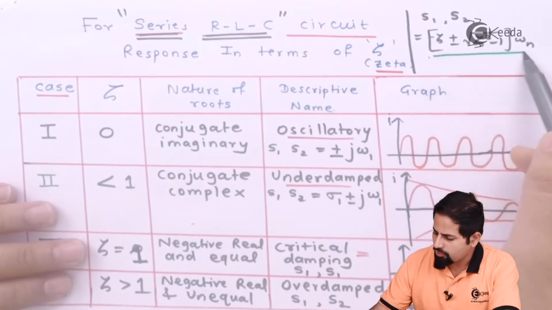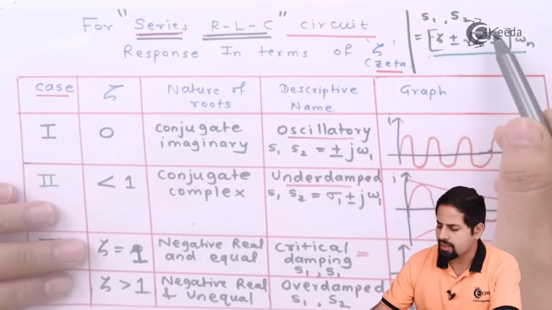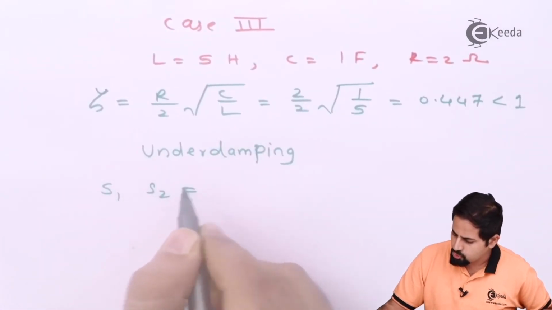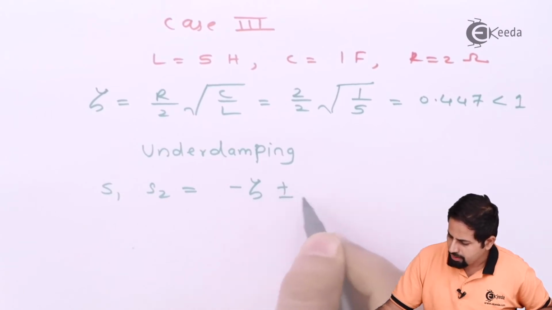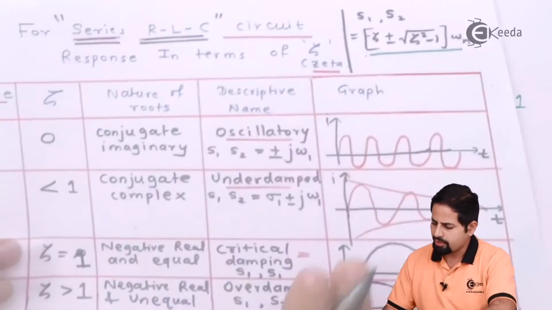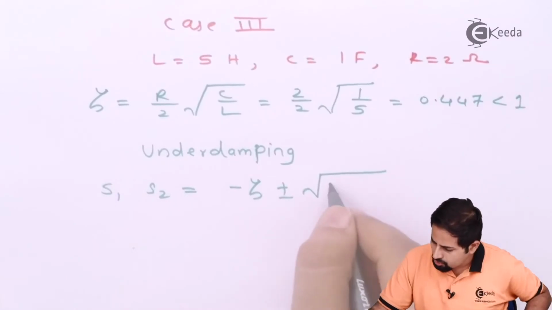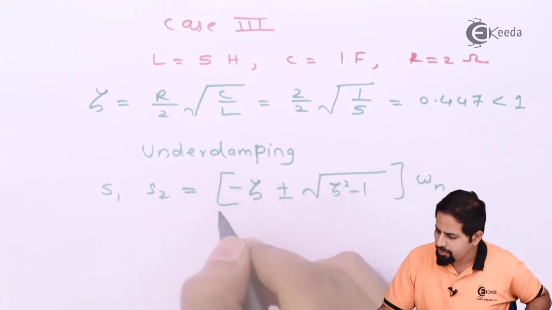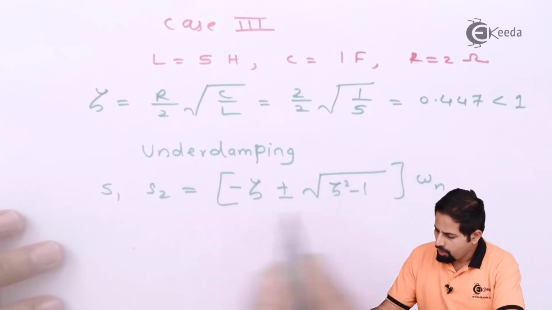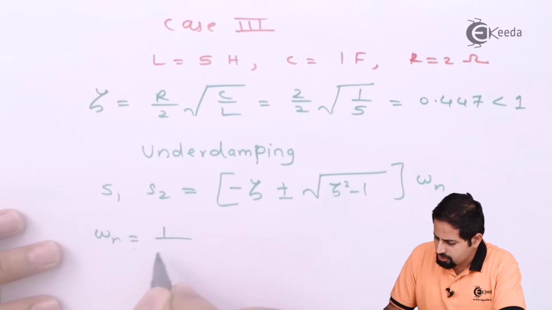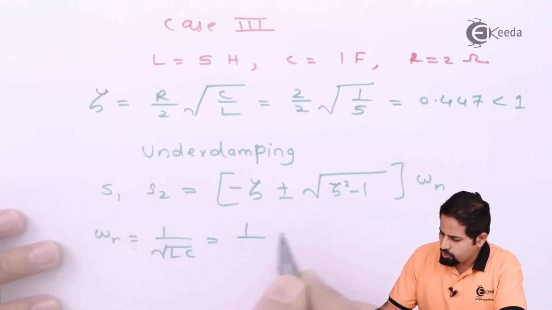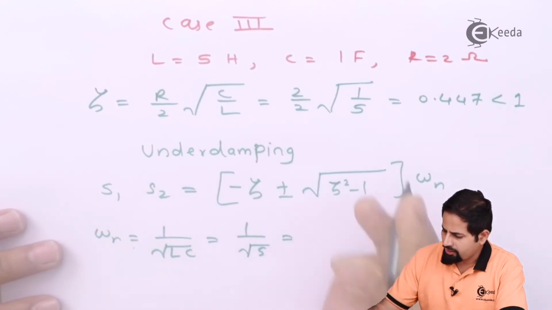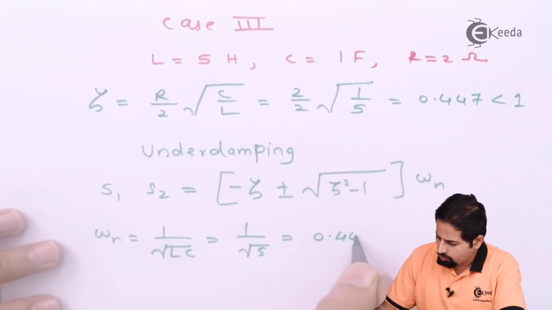And this is the basic nature of roots, that is minus zeta plus minus root of zeta square minus 1, into omega n. So the roots s1, s2 are minus zeta plus minus under root of zeta square minus 1, multiplied by omega n. Already we have calculated the value of zeta. Omega n has not been calculated, so it is 1 upon root of LC. So it's going to be 1 upon root of 5, which will also be the same as 0.447.